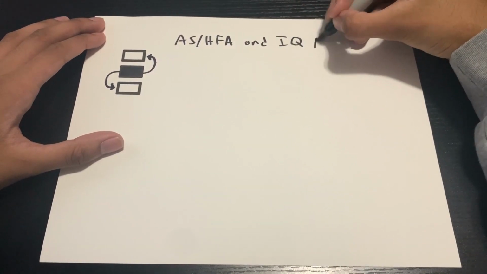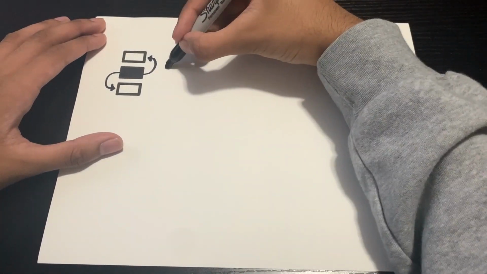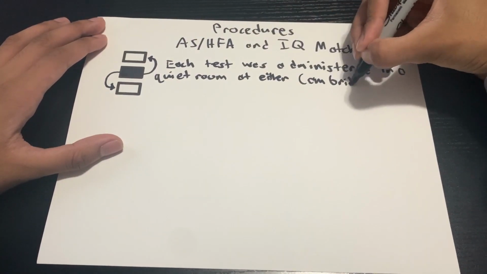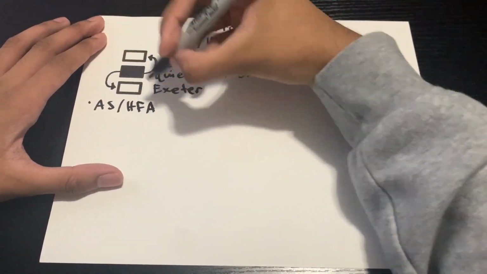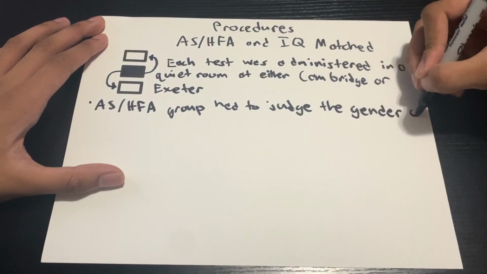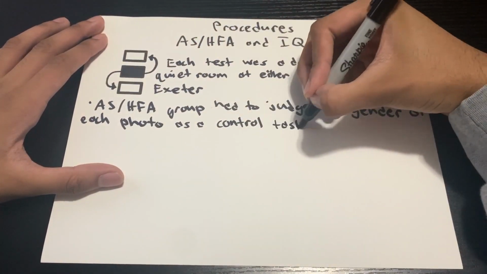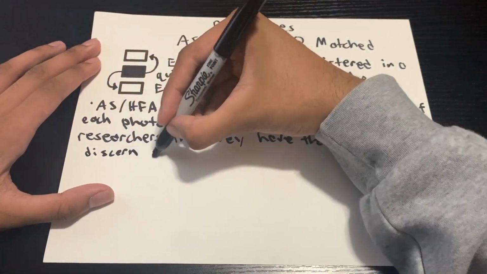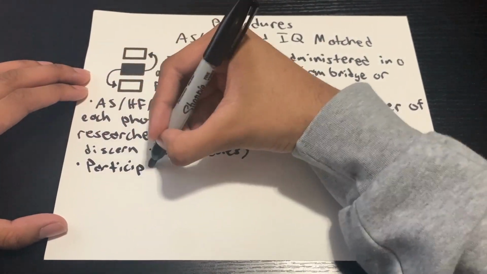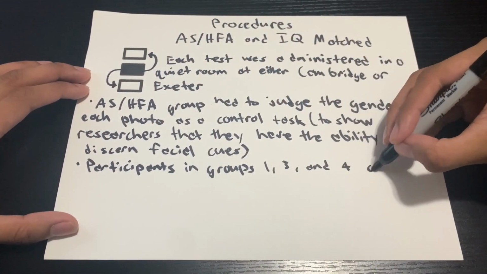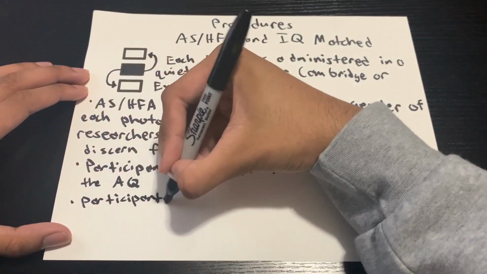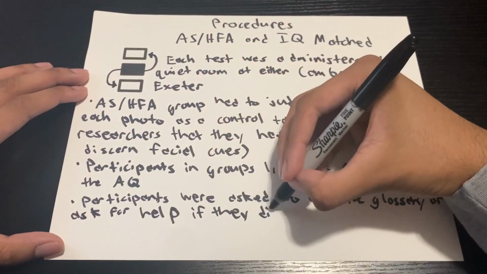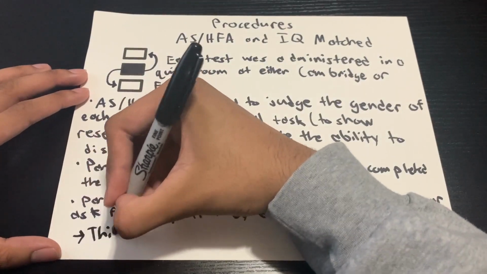The AS/HFA and the IQ match groups were the second to take the test, and each test was administered in a quiet room at either Cambridge or Exeter. The AS/HFA group had to judge the gender of each photo as a control task. This was meant to show the researchers that they had the ability to discern facial cues. Participants in Group 1, 3, and 4 completed the AQ. Some of the Group 2 participants never turned in the AQ. Participants were asked to use the glossary or ask for help if they did not understand a term. This helped to eliminate extraneous variables.